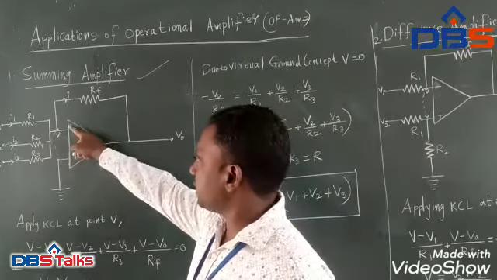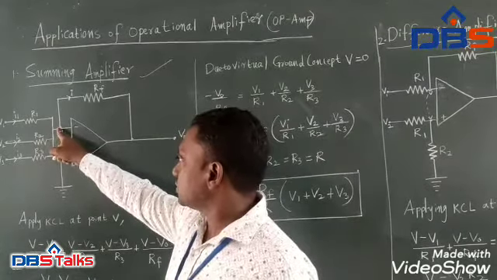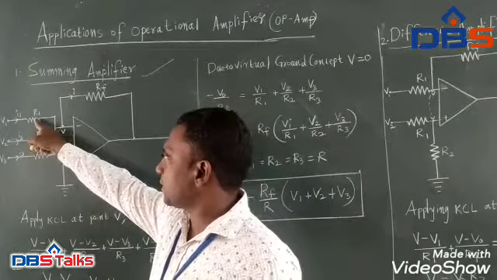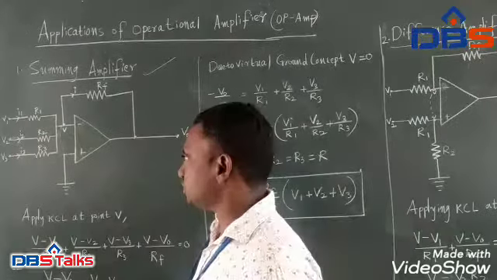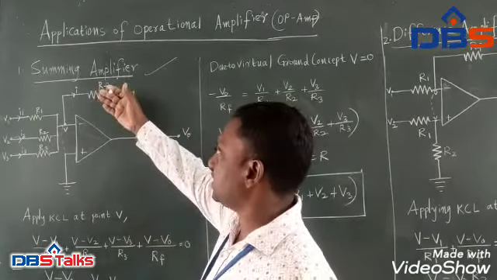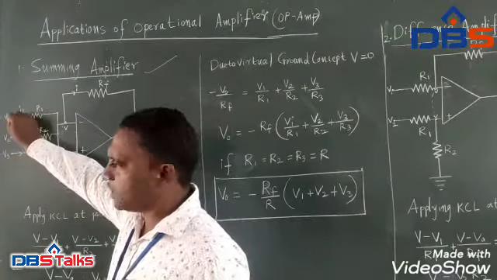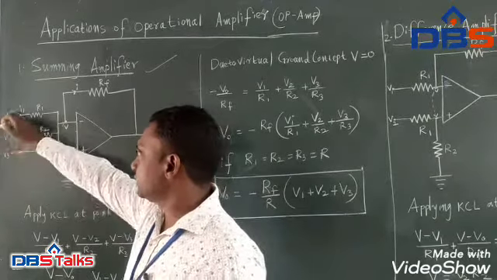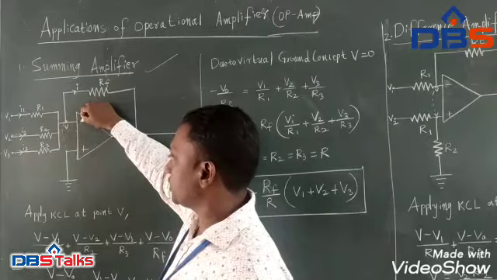Now, we know that this triangular shaped block is an operational amplifier, and this is the inverting input and this is the non-inverting input. To the inverting input, we apply three different inputs: V1, V2, V3. These are the three inputs which you want to add at the output side. That is why we say that it is an adder or summing amplifier. V1 is the input voltage 1, V2 is the input voltage 2, and V3 is the input voltage 3, all applied to the inverting terminal.